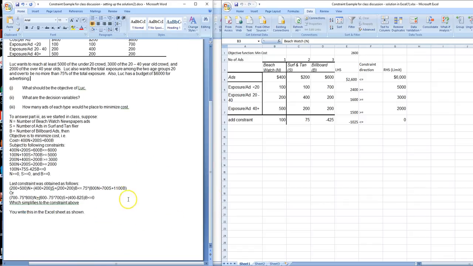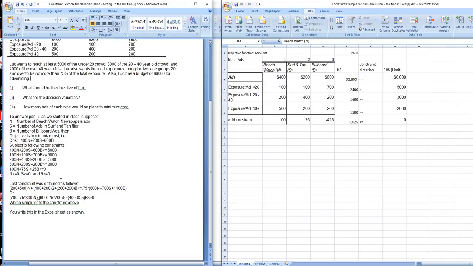And when you simplify, in other words, bring the right hand side to the left and simplify it, in other words, 700 minus 0.75 times 800, like 0.75 times 800 is 600. Subtract that from 700, which gives you 100N, so that's here. And similarly for S and B, and that gives you this constraint, and the obviously non-negativity constraint, because you can't have negative ads. The only other assumption we sort of make is that you can have fraction of an ad, because you're doing this on an ongoing basis.